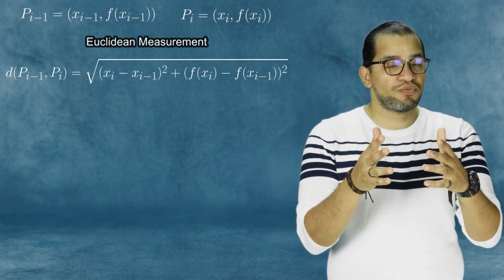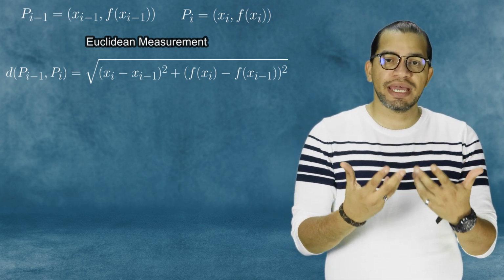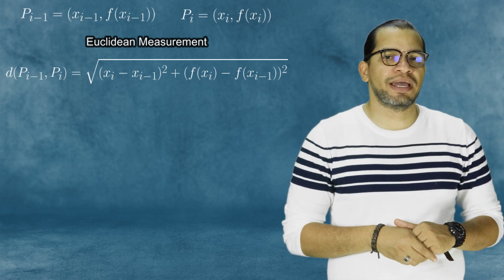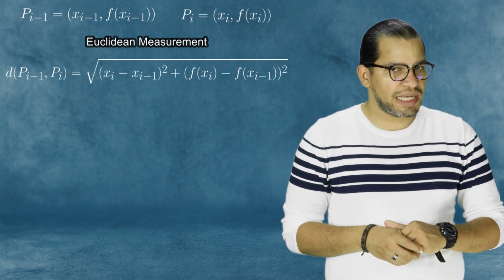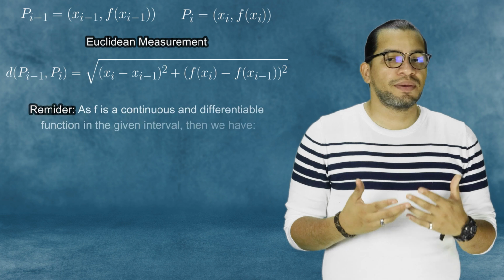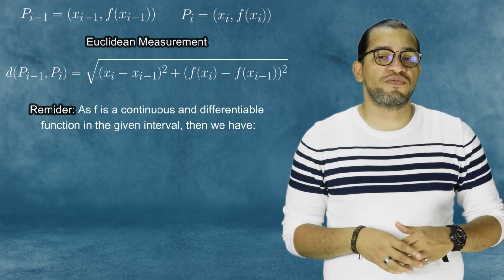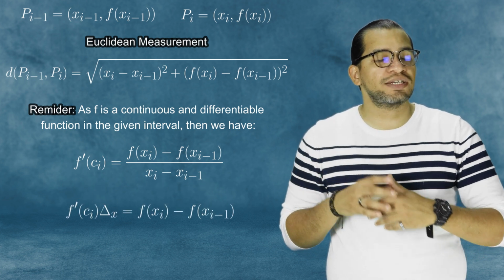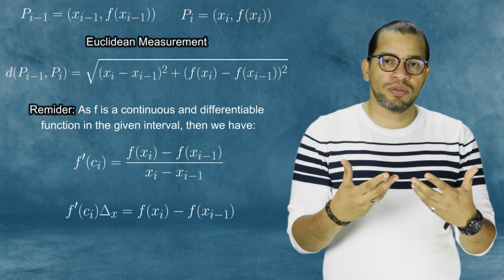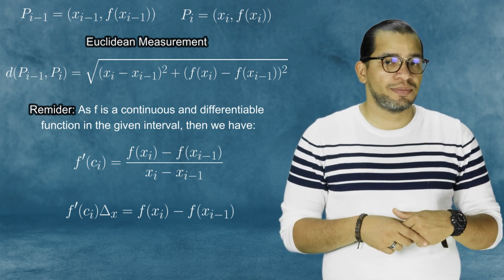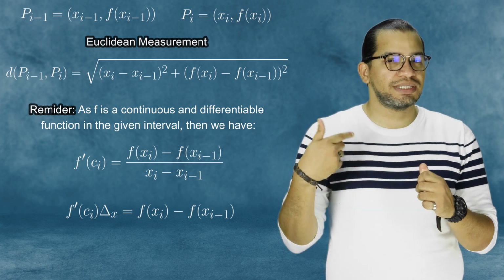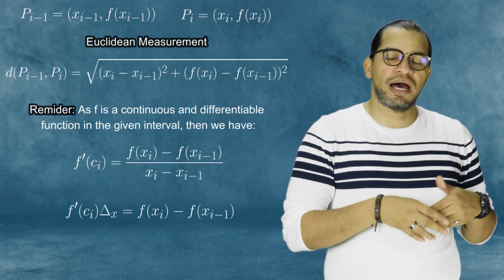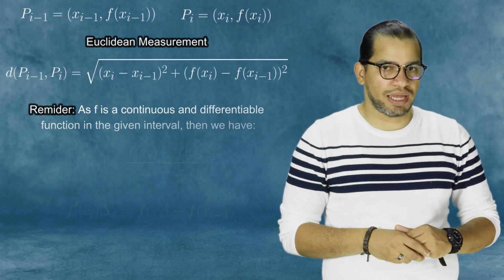If we notice in the last expression, we have that x sub i minus x sub i minus 1 will be equal to some delta x, whereas by using the mean value theorem for derivatives, f of x sub i minus f of x sub i minus 1 is equal to f prime of c sub i times delta x, where c sub i is between x sub i minus 1 and x sub i.